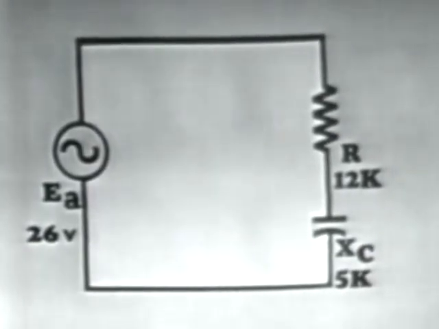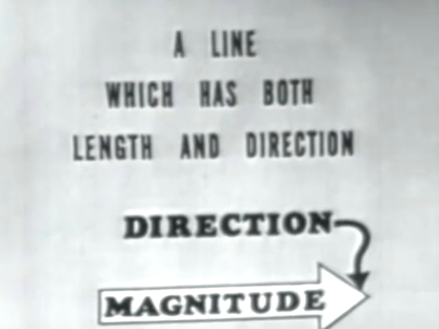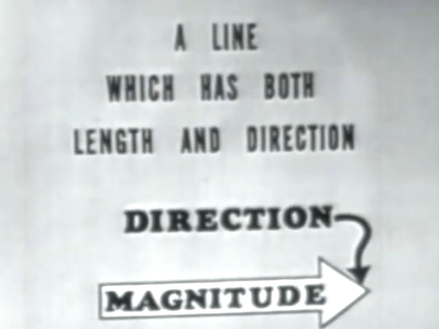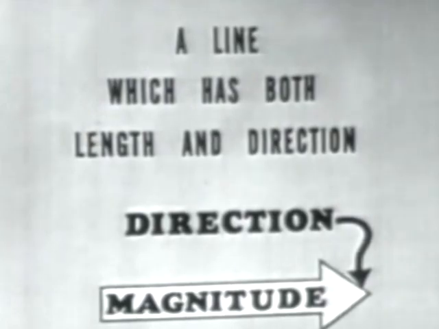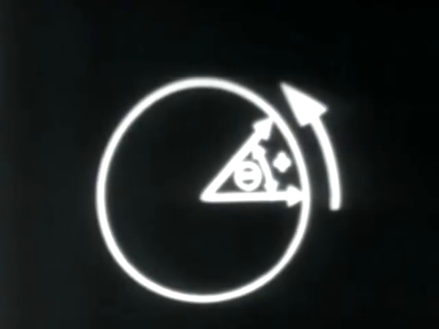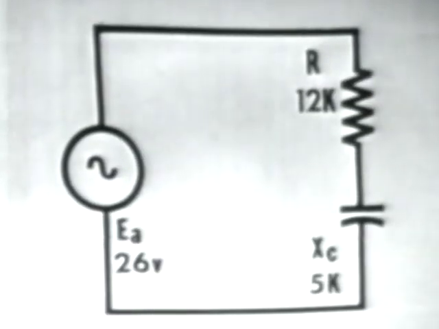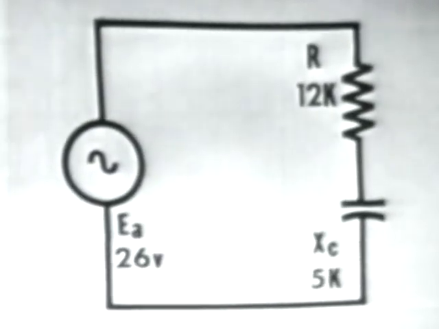Recall, a vector is a line which has both length and direction. Now, by rotating the vector in a counterclockwise direction, a positive angle is generated. By rotating the angle in a clockwise direction, a negative angle is generated. Now, it is this positive or negative angle that represents the circuit condition. Using this information, let us review by graphically solving a series RC circuit with the aid of vectors.